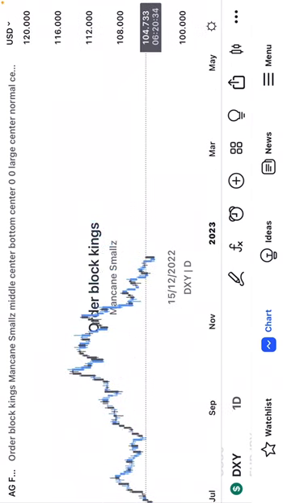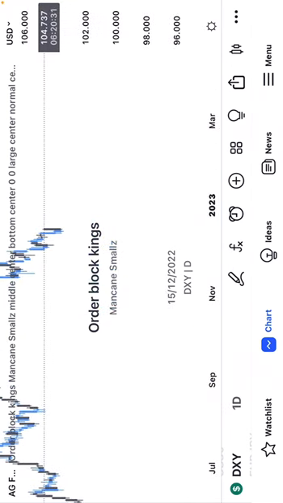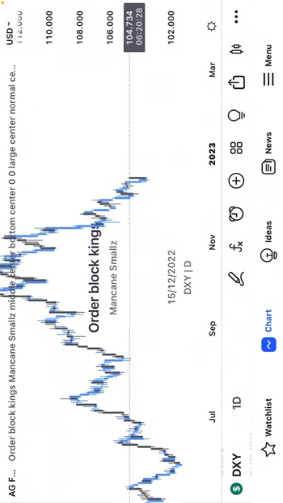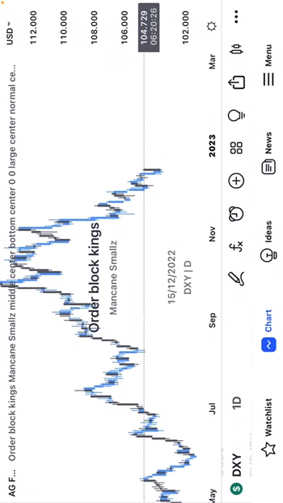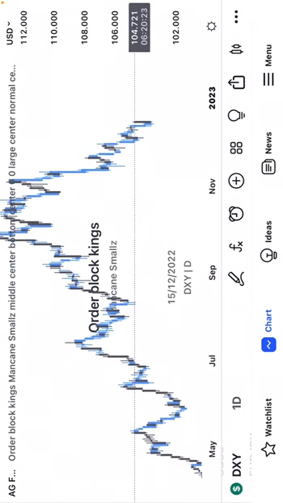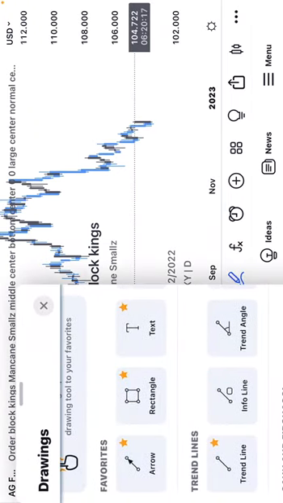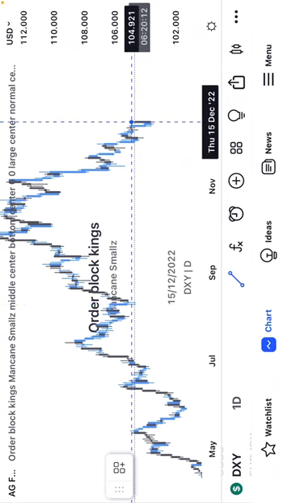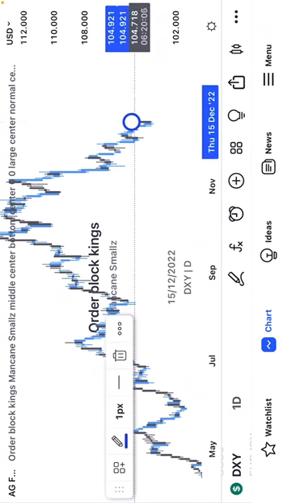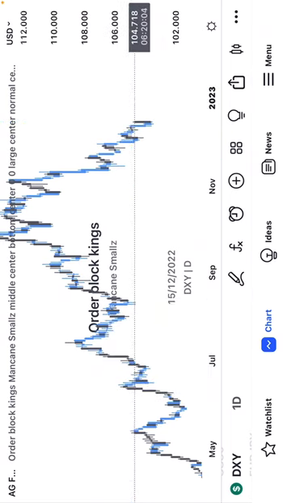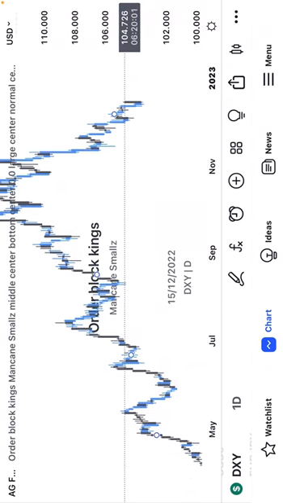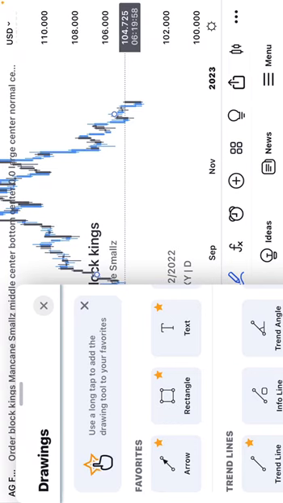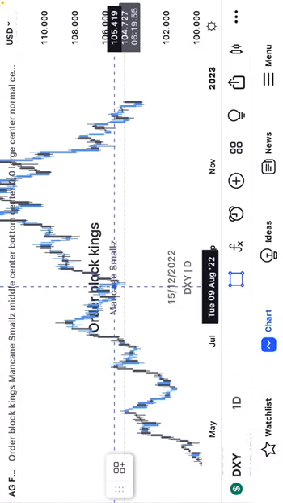This is the dollar index, guys, on daily time frame. If you can check nicely on daily time frame, you can see that dollar index is still pushing to the downside. Why am I saying so? It's because, as you can check here, this was a demand zone that has been broken.